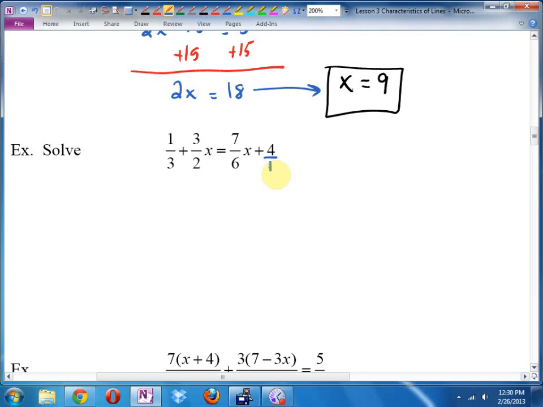There are fractions. How can I make them go away? Logan, I can multiply everything by a common denominator. What's the common denominator here? Sorry? 6 will work. By the way, so would 12. So it doesn't have to be the least common denominator, although that'll give you smaller numbers. So I'm going to go multiply by 6, by 6, by 6, and by 6.